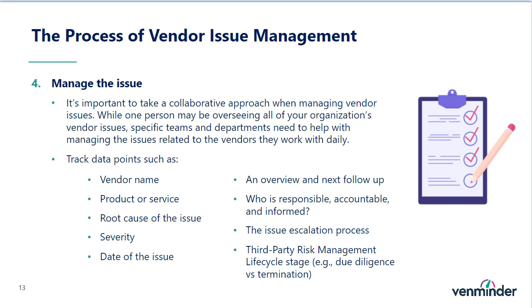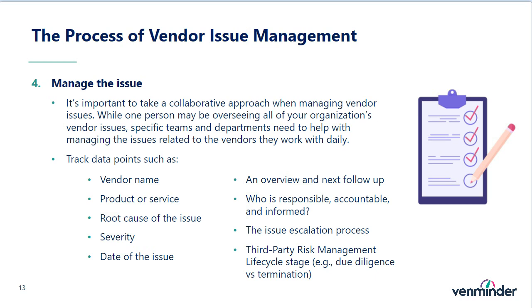So think about these data points like vendor name, but also product and service. There might be more than one product provided by any particular vendor. What is the product in question that there's an issue tied to? What is the root cause of the issue? Maybe an overview of what has been observed, or the unexpected result, going back to the definition. We talked about severity. Date of the issue. You have to start the clock ticking, especially if you're assigning a 15-day or a 30 or 60-day remediation due date. The date of the issue is so important here.